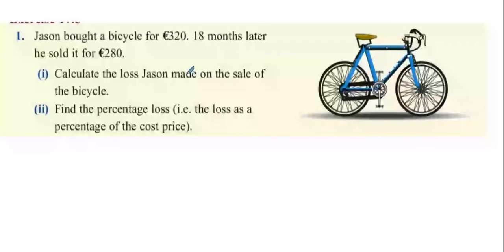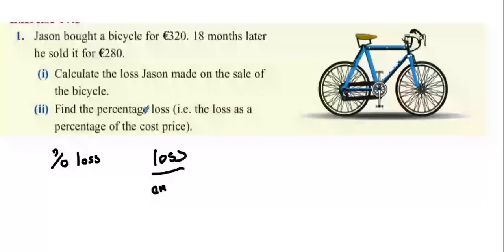So, Jason bought a bicycle for €320. 18 months later, he sold it for €280. Calculate the loss Jason made on the sale of the bicycle. Okay, so this was known as percentage loss. Okay, so it's your loss divided by your original price.